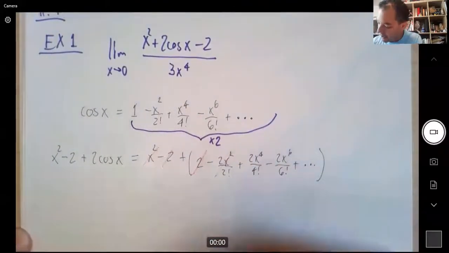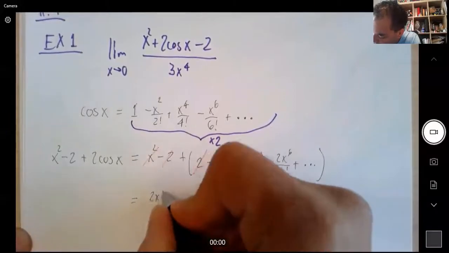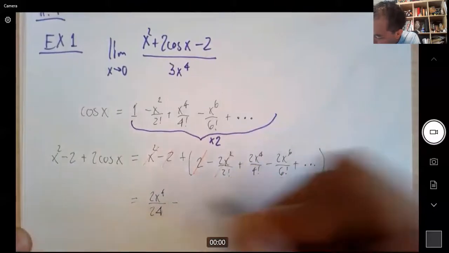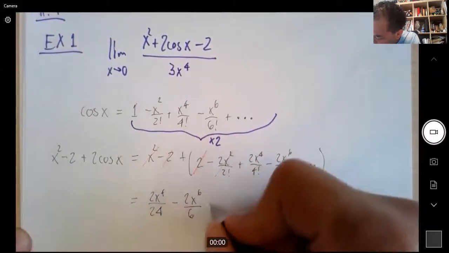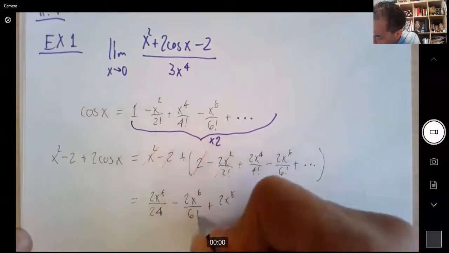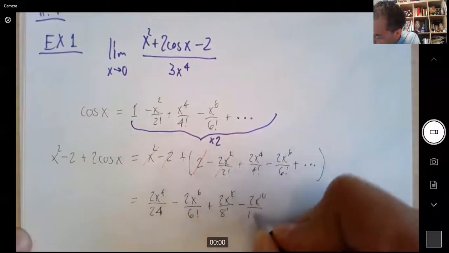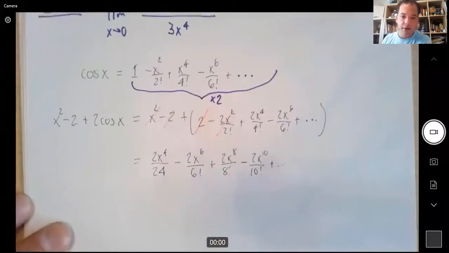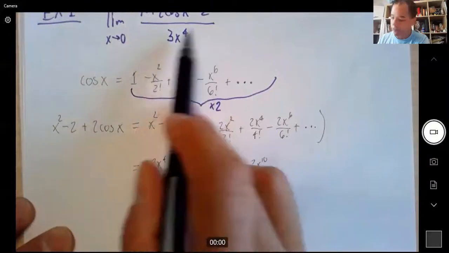So all we have left is the following: 2x to the 4th over 4 factorial, that's 24 by the way, minus 2x to the 6 over 6 factorial plus 2x to the 8 over 8 factorial minus 2x to the 10th over 10 factorial, etc. Notice that I'm not paying attention to these other factorials and don't want to expand them, because I know already that the only term that's going to matter is this x to the 4th.